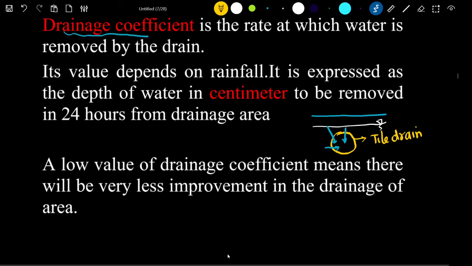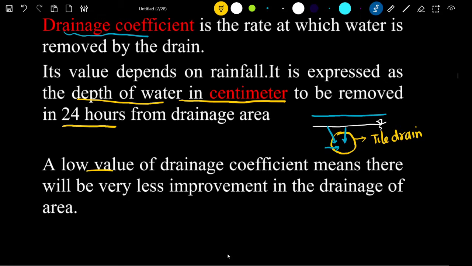So what is a drainage coefficient? It is the rate at which water is removed by these drains, and its value depends upon rainfall. It is expressed as depth in centimeters to be removed in 24 hours from a drainage area. So these points we have to understand. It is expressed as the depth of water, that is in centimeters, to be removed in 24 hours from a drainage area.